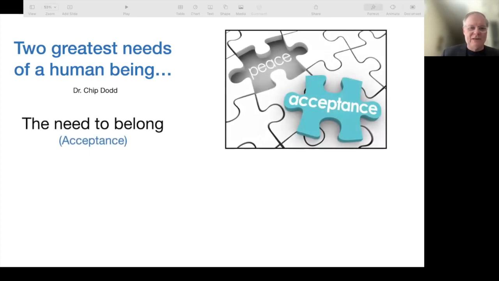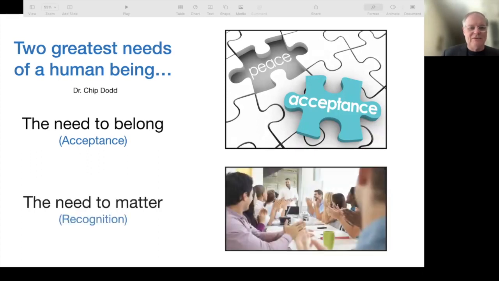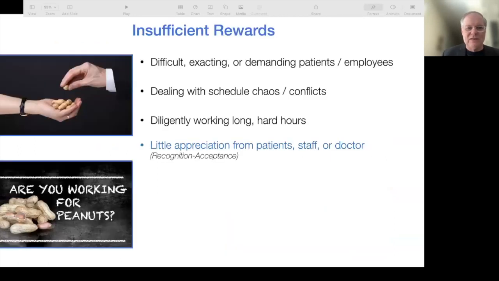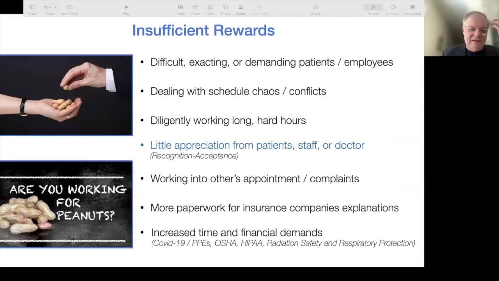That's why we see people join clubs and churches and gangs and all different groups. You want to feel like you're a part of something, to be accepted, and you want to know that you matter and that people know you are part of the process of what you're trying to do, whether it's work or family or whatever. So the need to be accepted and recognized is so important. And other things, insufficient awards, it's just all the increased time and money. It kind of bears down on you when you feel like you're working for peanuts, as it says there.